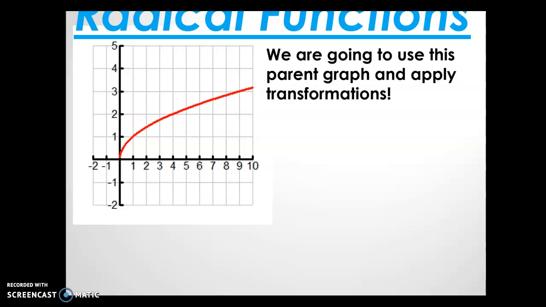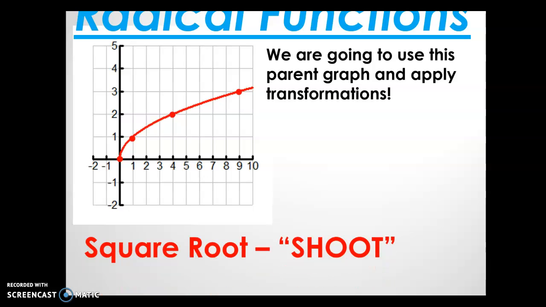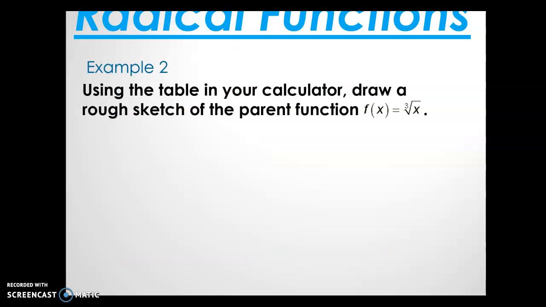Now, we're going to move this up or down or left or right, or stretch it or shrink it, or flip it over the x-axis. Oh, by the way, there's the name: square root shoot. All right, but before we do any transformations, let's just go to the cube root function.